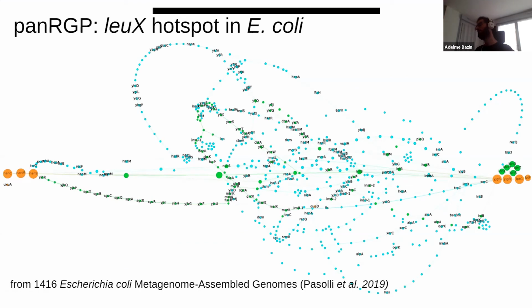In this representation, each node is a gene family, and you can see colors depending on the partition where the gene family is assigned. This hotspot is found in about 400 of the 1,400 genomes. So we are very happy to be able to find it and to see that our method was capable of reconstructing the spots.